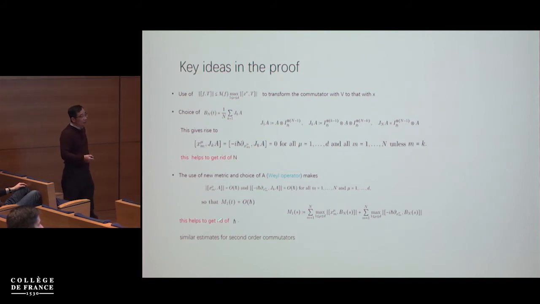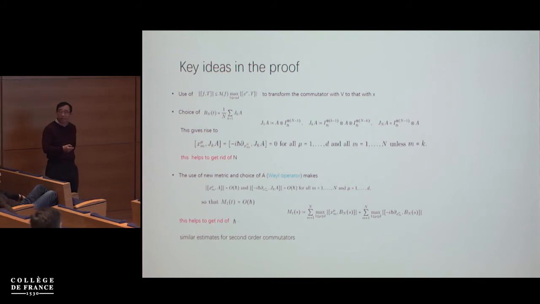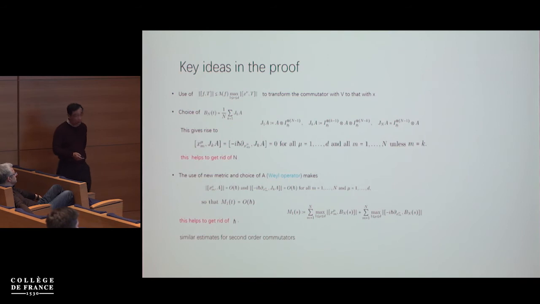And so this helps you. That's how we get rid of the h bar. Similarly, you have to do an error estimate for the second order commutator. This is an example of a first order commutator. It turns out for a second order commutator you get this h bar squared, which kills order h bar squared. So those are basically the key ideas. So it's a rather involved proof.